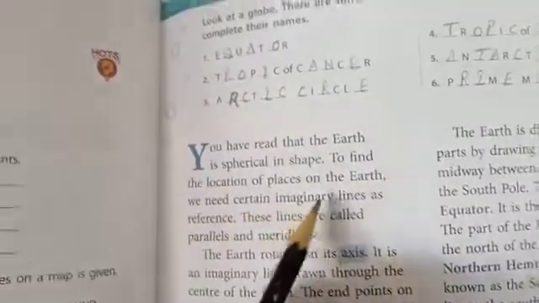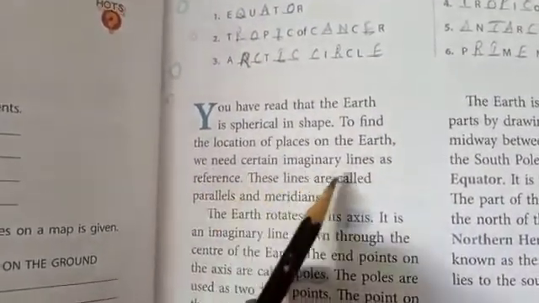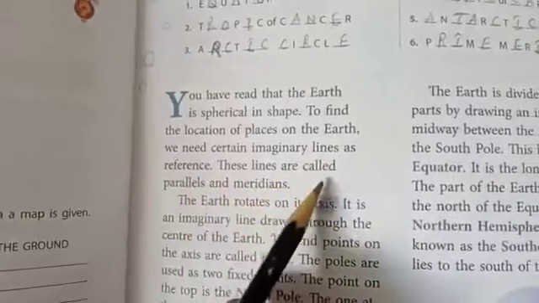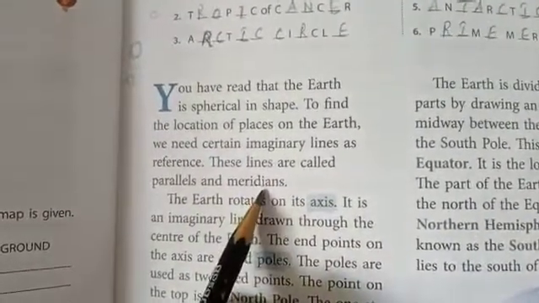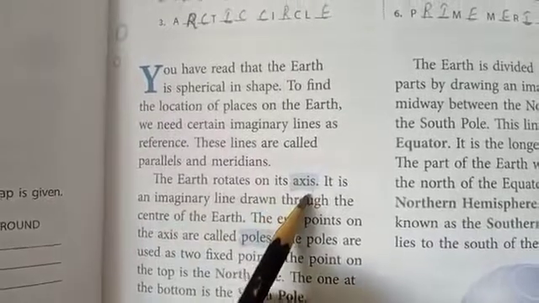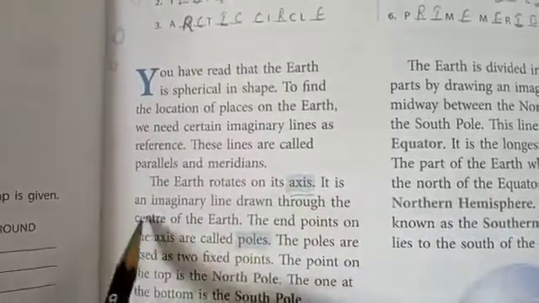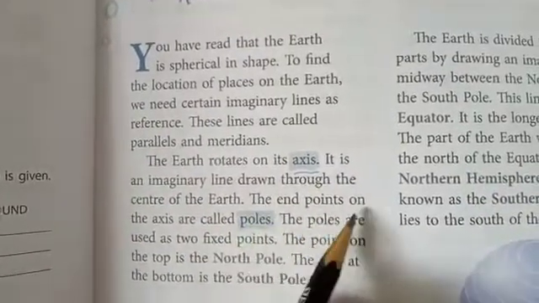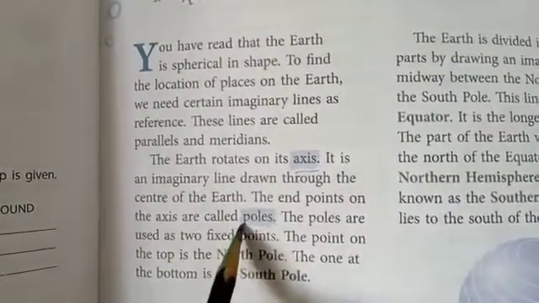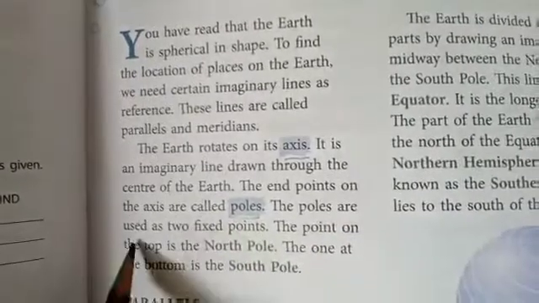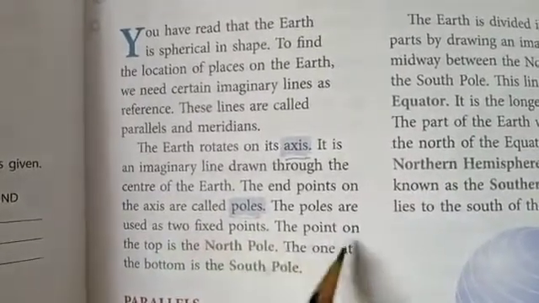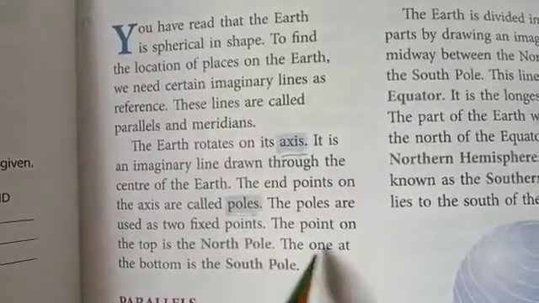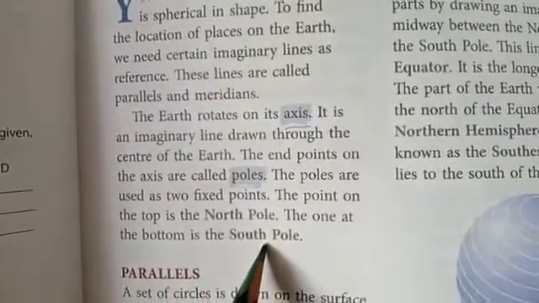You have to follow me carefully. Here, you have read that the earth is spherical in shape. To find the location of places on the earth, we need certain imaginary lines as reference. These lines are called parallels and meridians. The earth rotates on its axis. Underline the axis. It is an imaginary line drawn through the center of the earth. The end points on the axis are called poles. The poles are used as two fixed points. The point on the top is the north pole. The one at the bottom is the south pole.